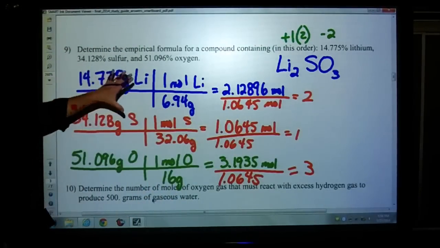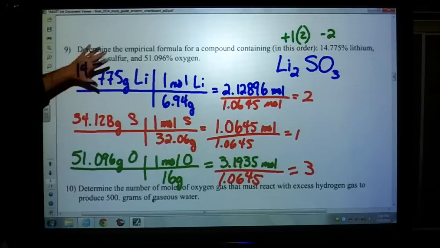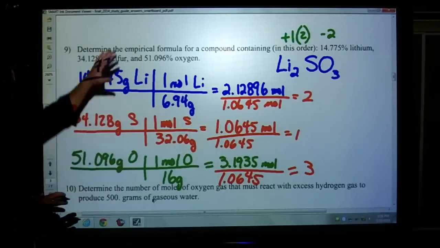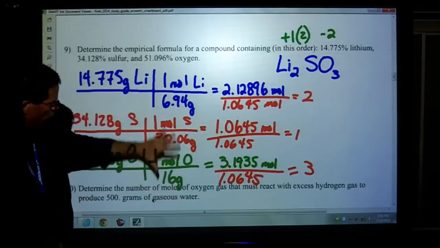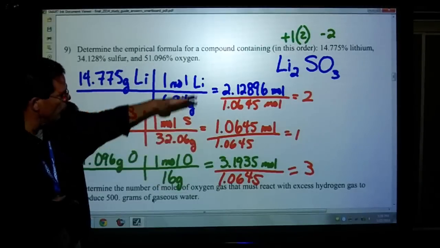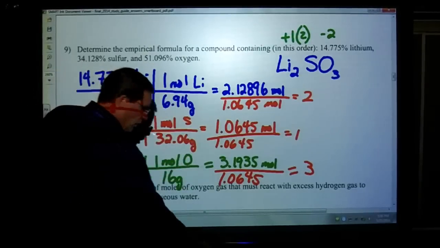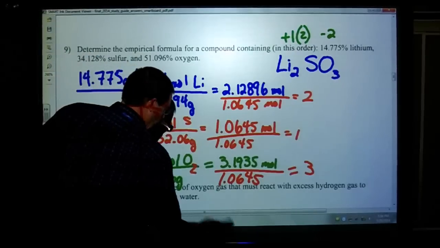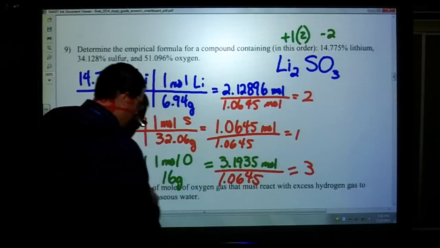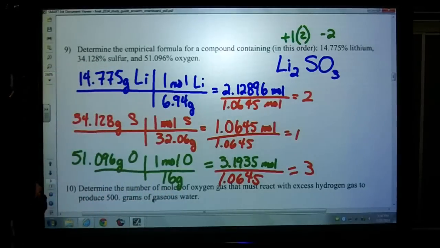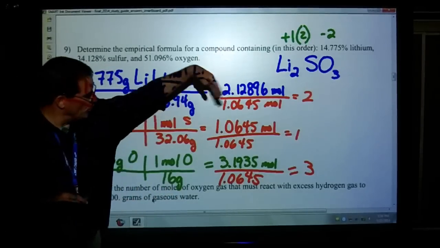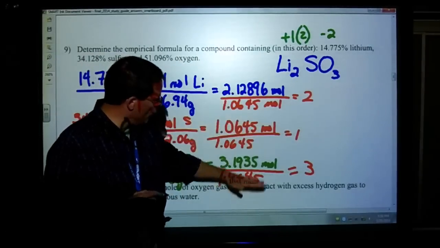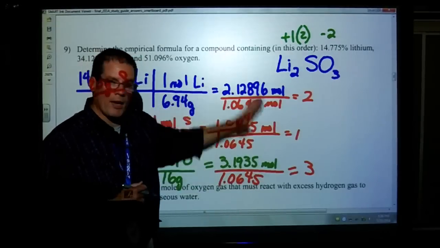So again, for empirical formulas, you'll be given a percentage. Change that percent into grams, then find out how many moles by looking at the periodic table to find your molar masses, and don't make the mistake of saying oxygen's O2. Don't do that. That's a bad deal. Once you have your number of moles, find the smallest number of moles and divide everybody by that.